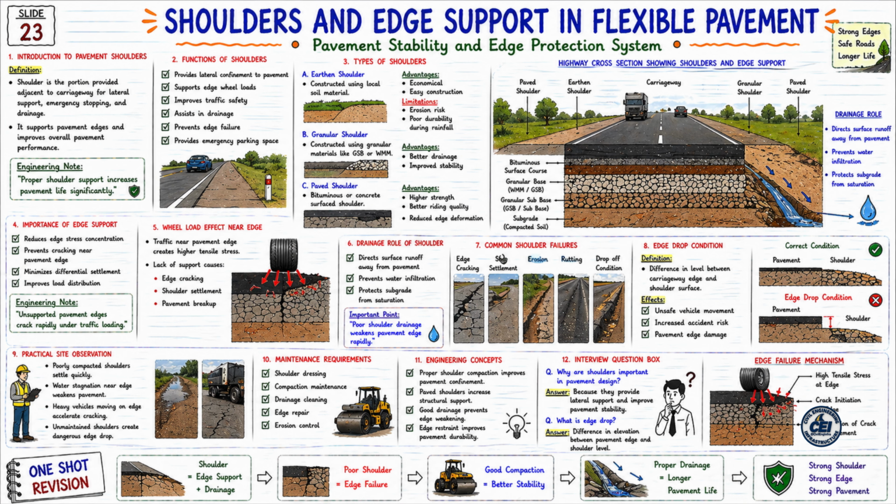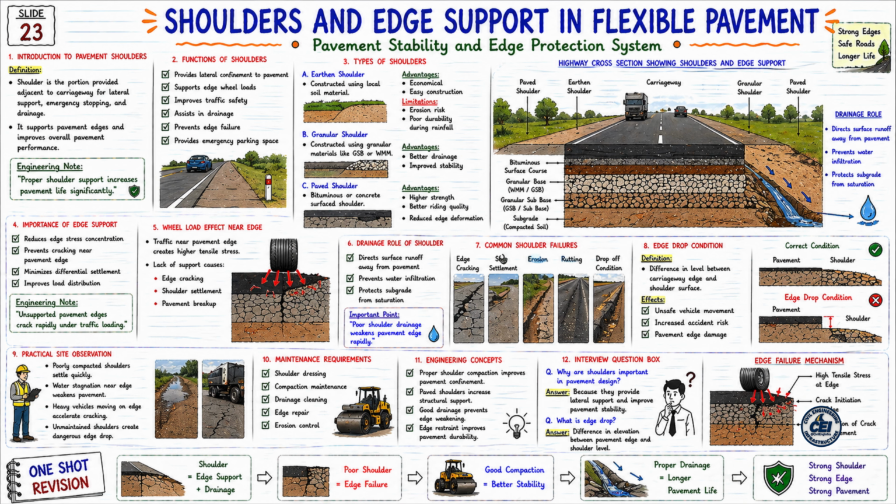Now let us look at the ninth topic. Practical site observation. Poorly compacted shoulders settle quickly. Water stagnation weakens the edge. Heavy vehicles driving on the edge accelerate cracking and create dangerous edge drop. And these observations are commonly found during highway inspection.